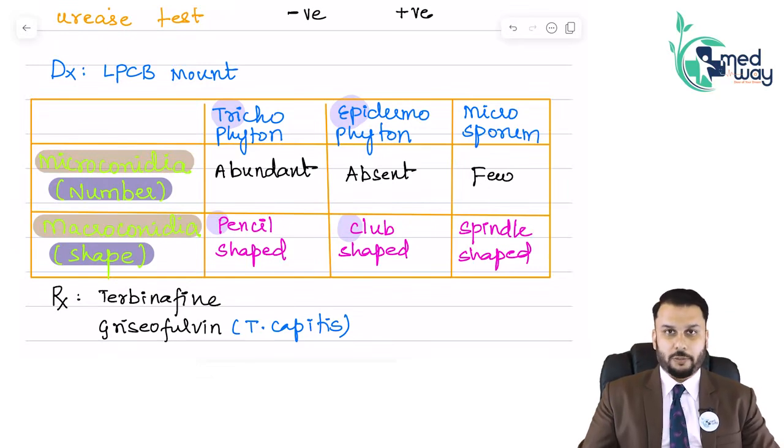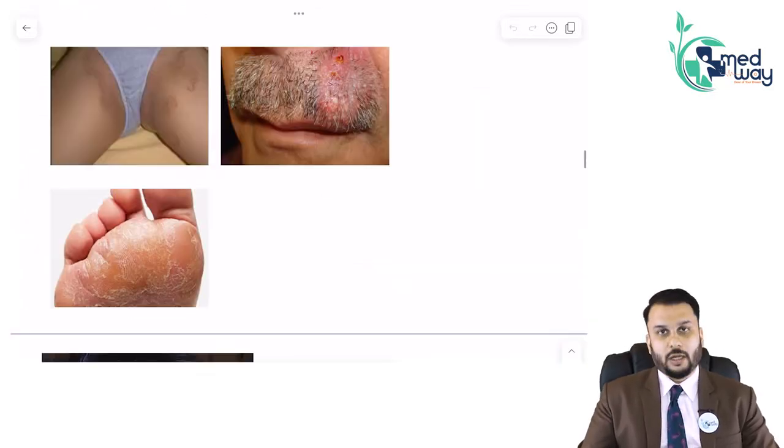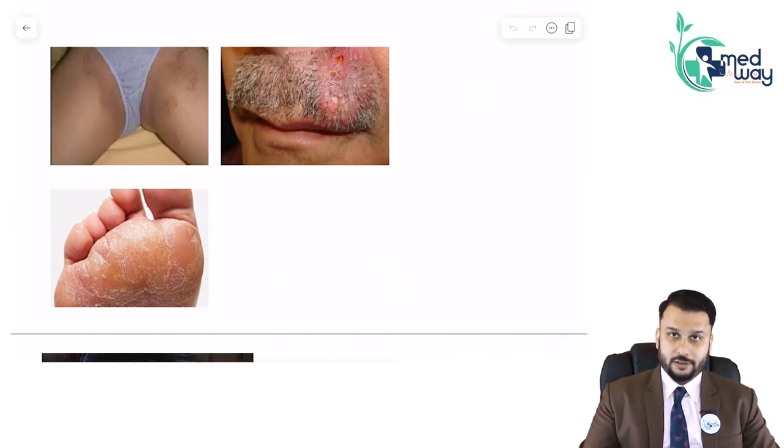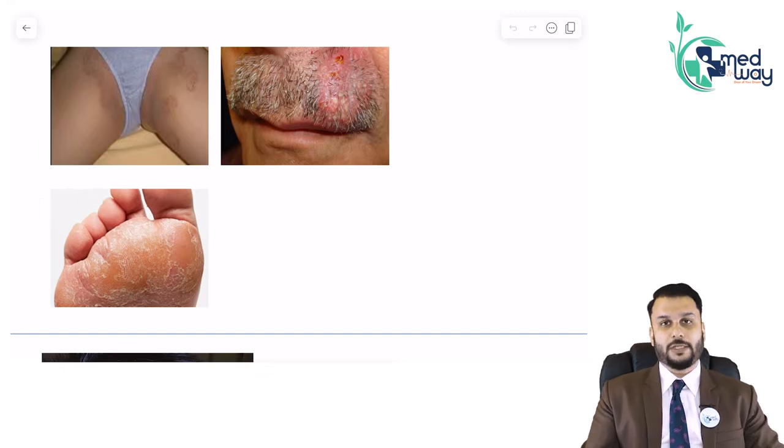Treatment, when you talk about it, we're going to use a drug called terbinafine, and if it's a Tinea capitis infection, then we use a drug called griseofulvin. I believe you're able to understand that the first picture is happening in the groin area. That is what is known as Tinea cruris or jock itch. The second picture, which is seen near the mustache, has to be Tinea barbae. And the last one is on the feet, so it's Tinea pedis.